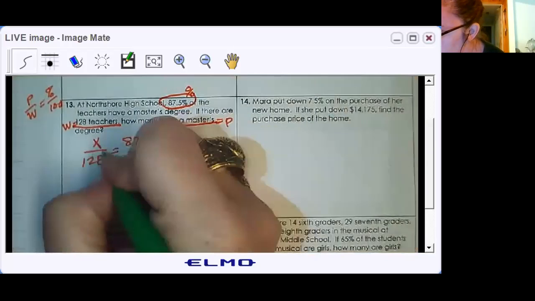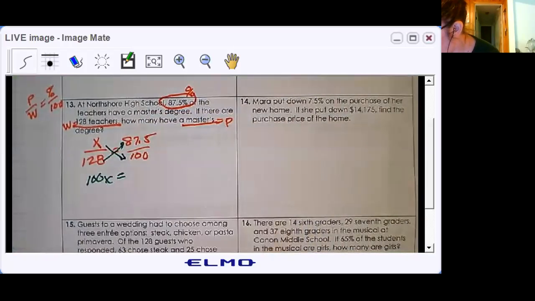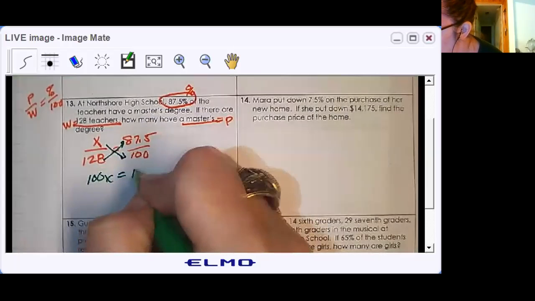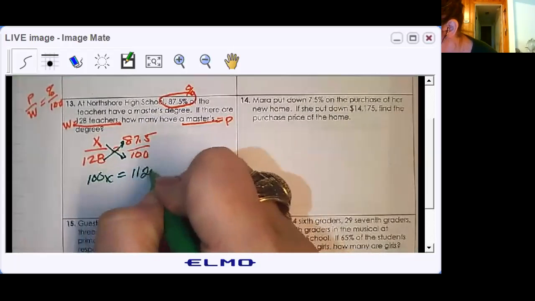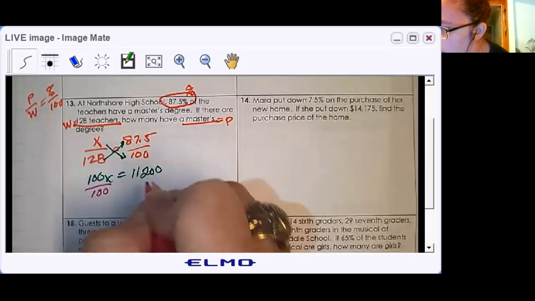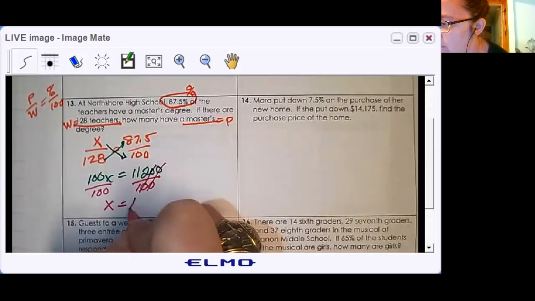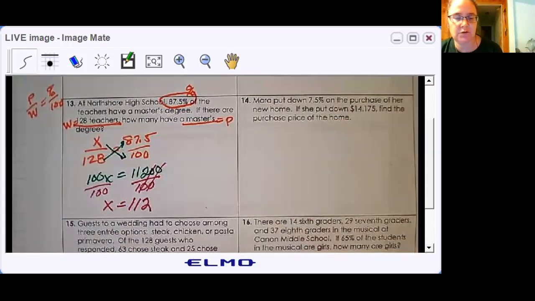So we fill in part over whole equals percent over 100. Cross multiply. So 100x equals 128 times 87.5, and I get 11,200. Now I'm going to divide by 100. And this is really nice because dividing by 100 lets me take off those last two zeros. And there are 112 teachers in the building who have their master's degree. Being able to find those key pieces and pull them out and put them in the right part of the formula is the key to getting the problem right.